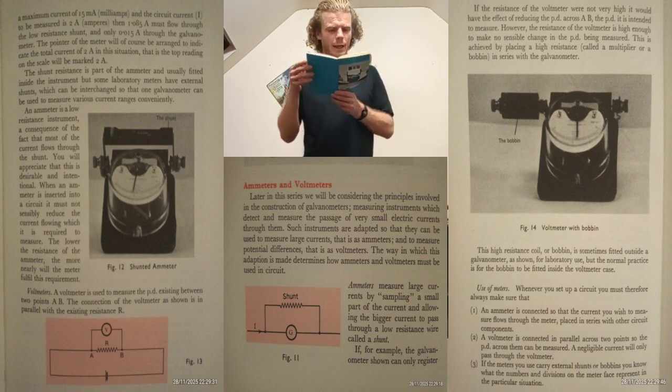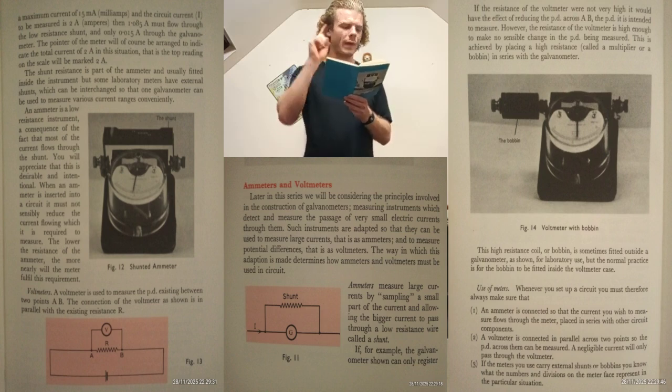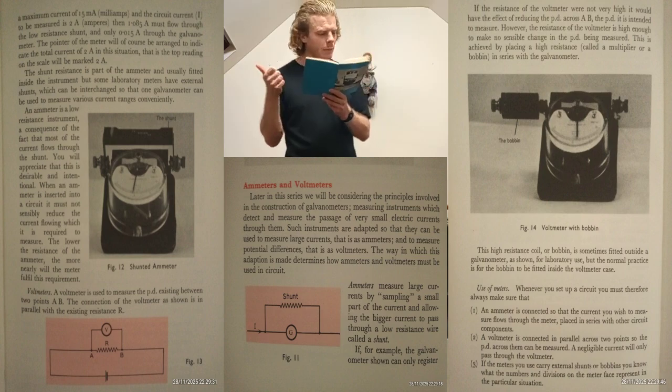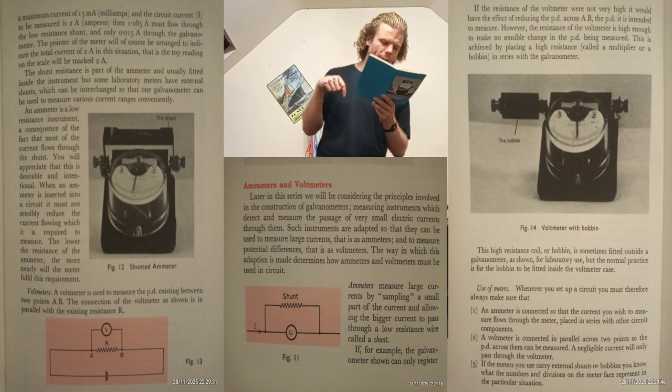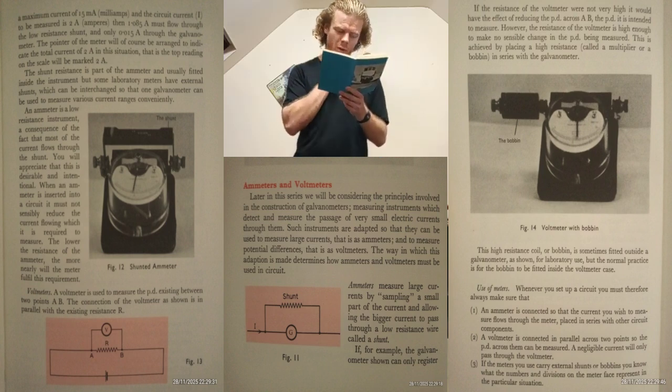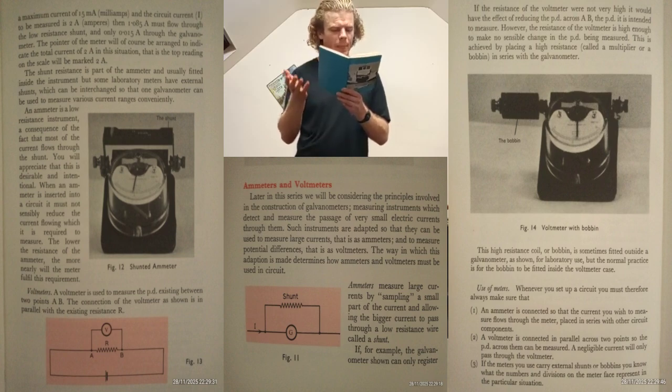Use of meters. Whenever you set up a circuit, you must always make sure that an ammeter is connected so that the current you wish to measure flows through the meter, placed in series with other circuit components. A voltmeter is connected in parallel across 2 points, so the potential difference across them can be measured. A negligible current will only pass through the voltmeter.